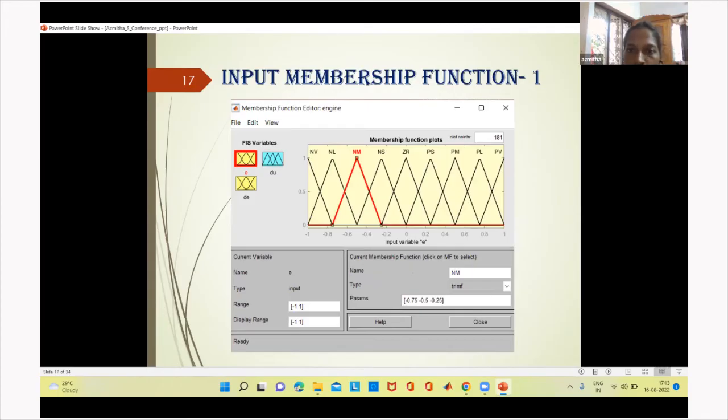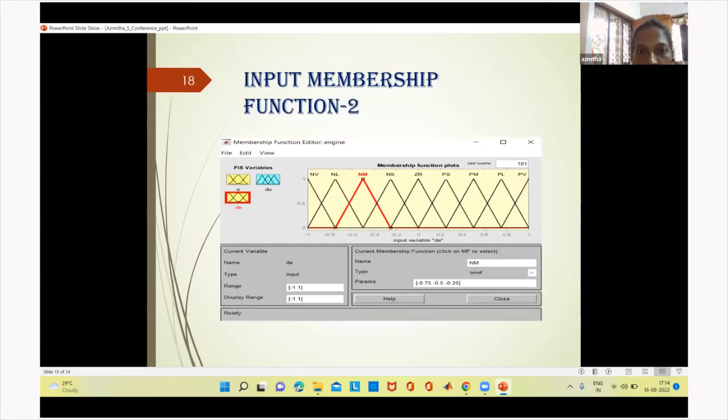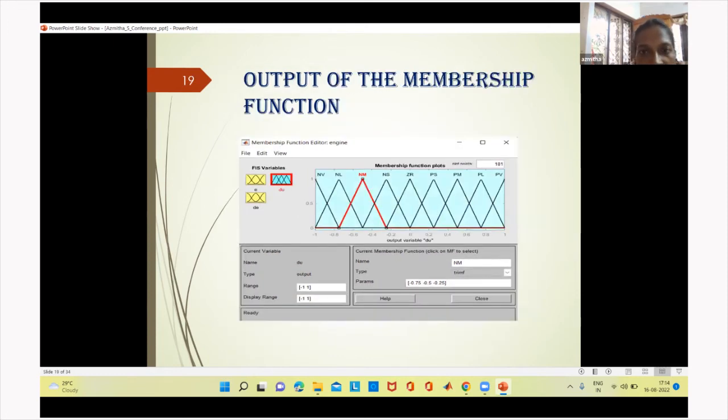Now the first input membership function is E. Here we are taking negative very large, negative maximum, negative small, 0, positive small, positive maximum, positive large, positive very large. These are the membership functions. 9 membership functions are taken. And then the second input membership function, and these are the obtained outputs.